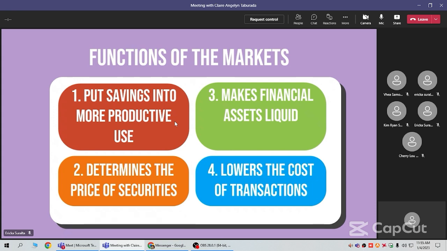So number three is make financial assets liquid. Buyers and sellers can decide to trade their securities anytime. They can use financial markets to sell their securities or make investments as they desire.